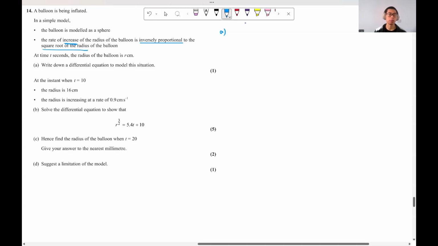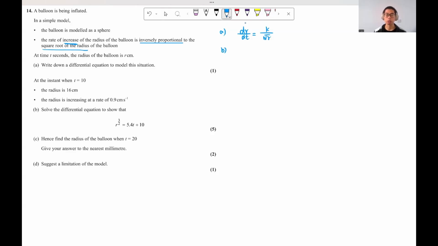So basically, the rate of increase of the radius, that's just dr over dt. And then because it's an increase, it's positive. And it's inversely proportional to the square root of the radius. So if it's inversely proportional, it has to be some constant divided by the square root of the radius, which is just square root of r. So that would be the answer for part A. Very simple. Mark. And then for part B, we just have to solve this.